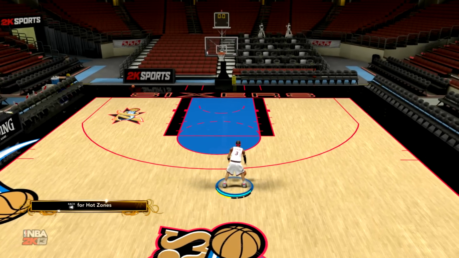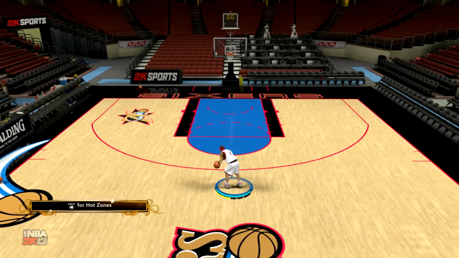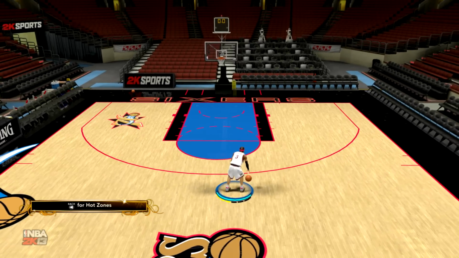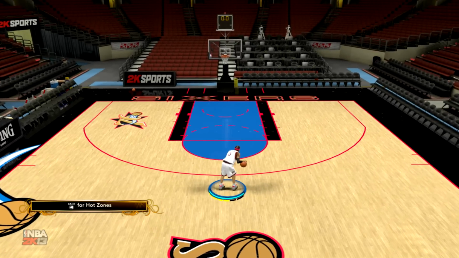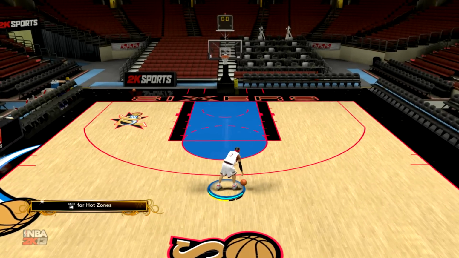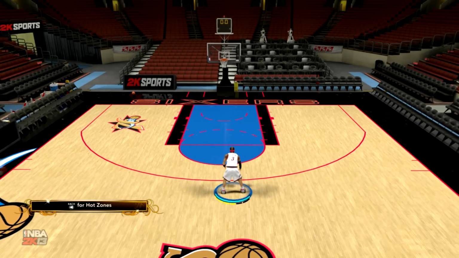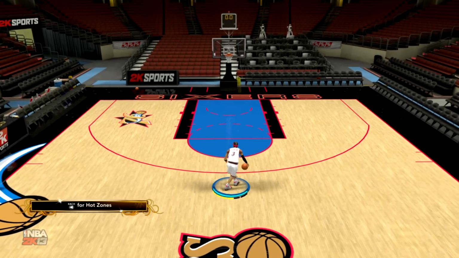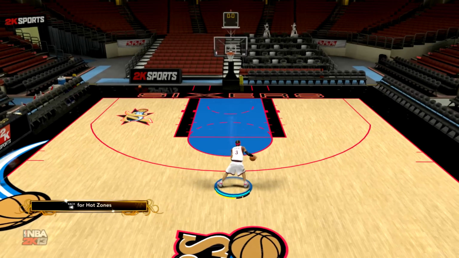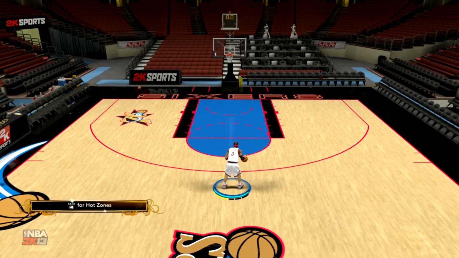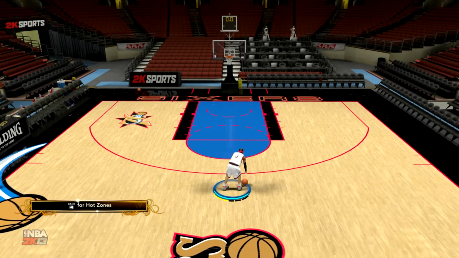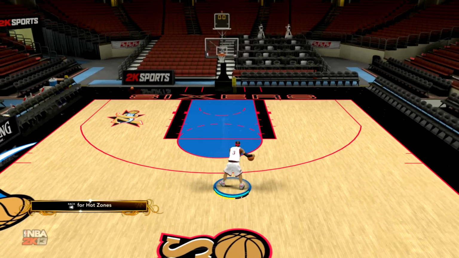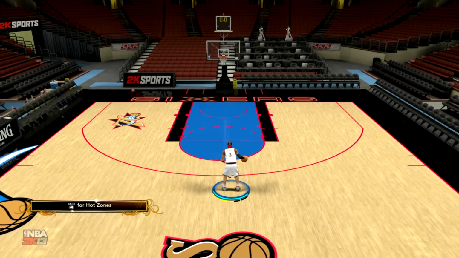So for today's tutorial, I'll be using Allen Iverson, and he was one of my favorite point guards when he was still playing. So I'll be using him as he has a very good ball handling rating in NBA 2K13. When we get started, I am going to be performing some standing dribble moves and some hesitations and crossovers while you're standing.